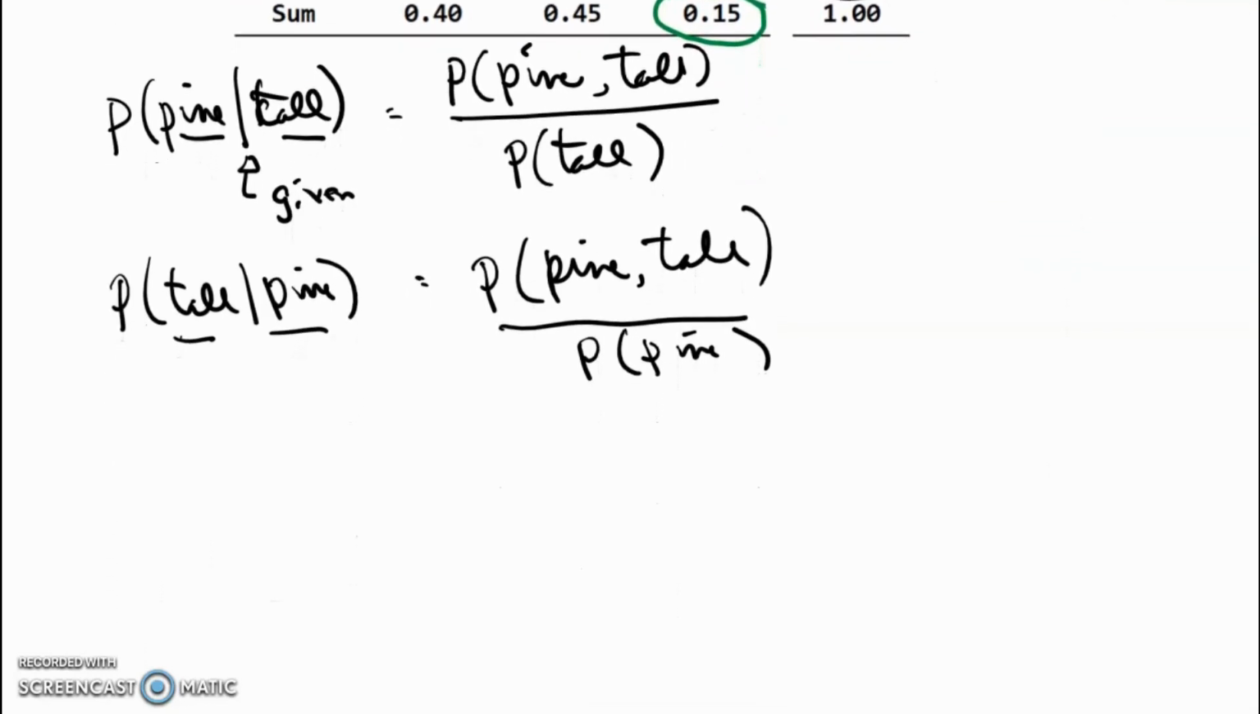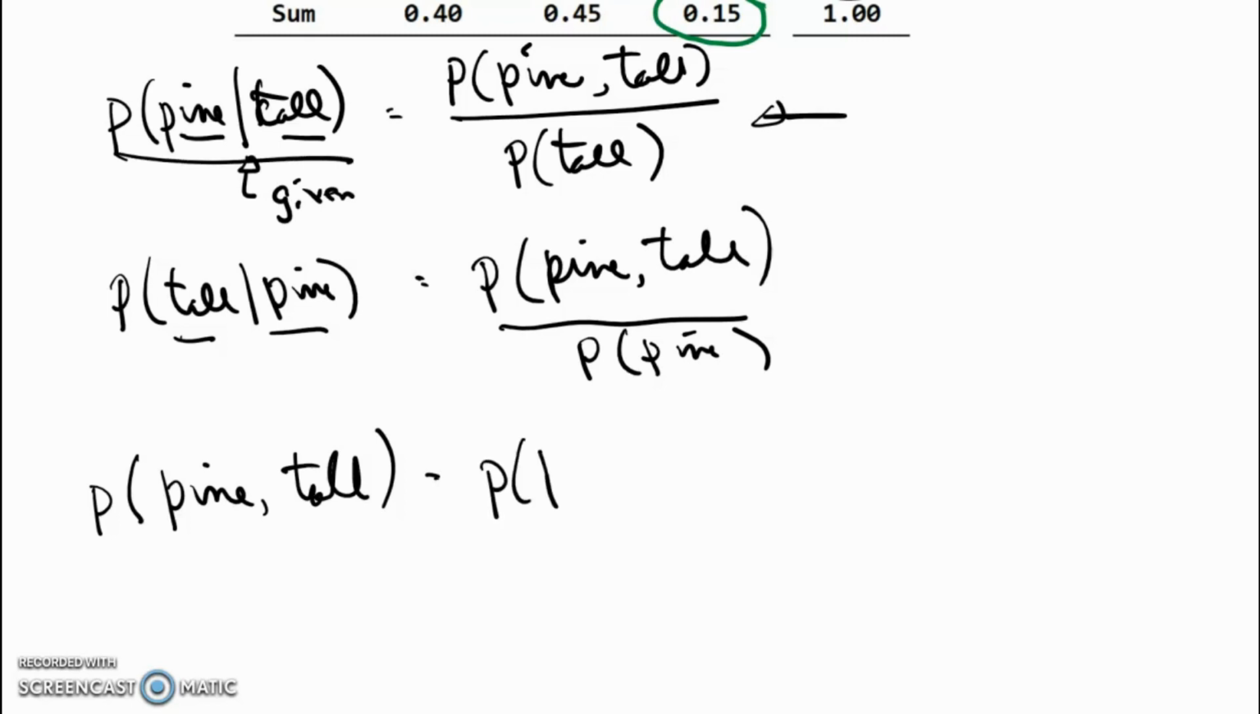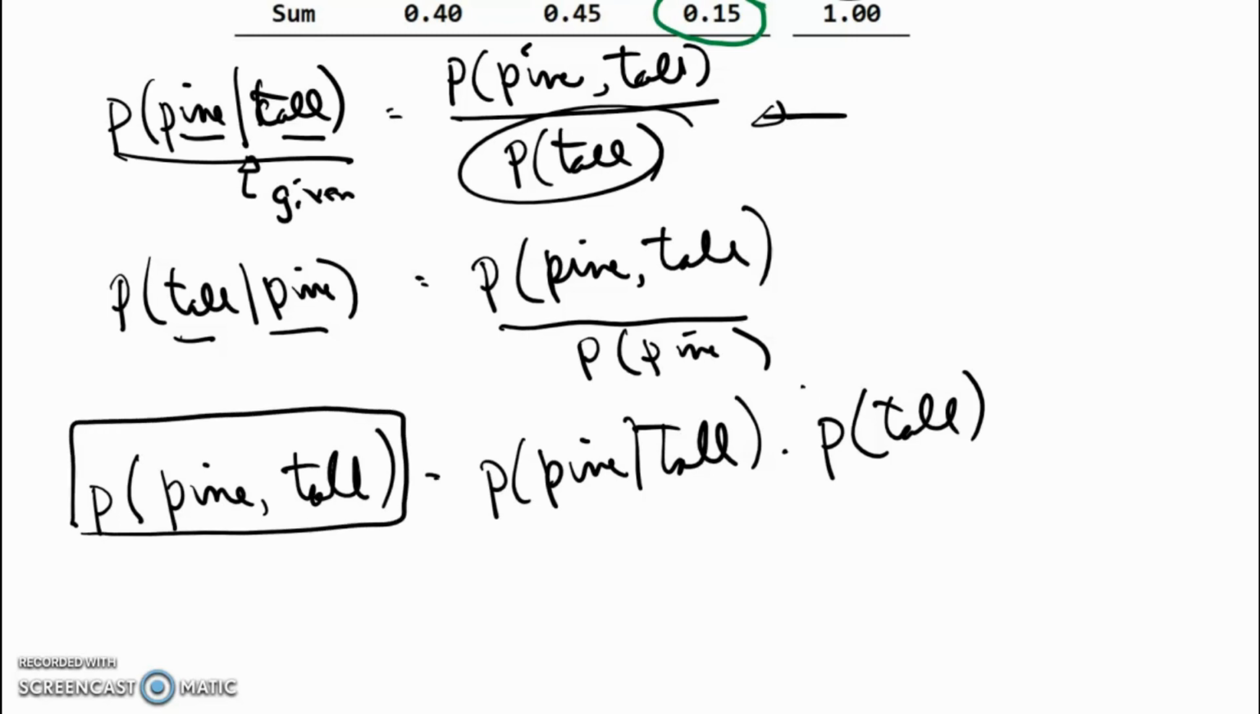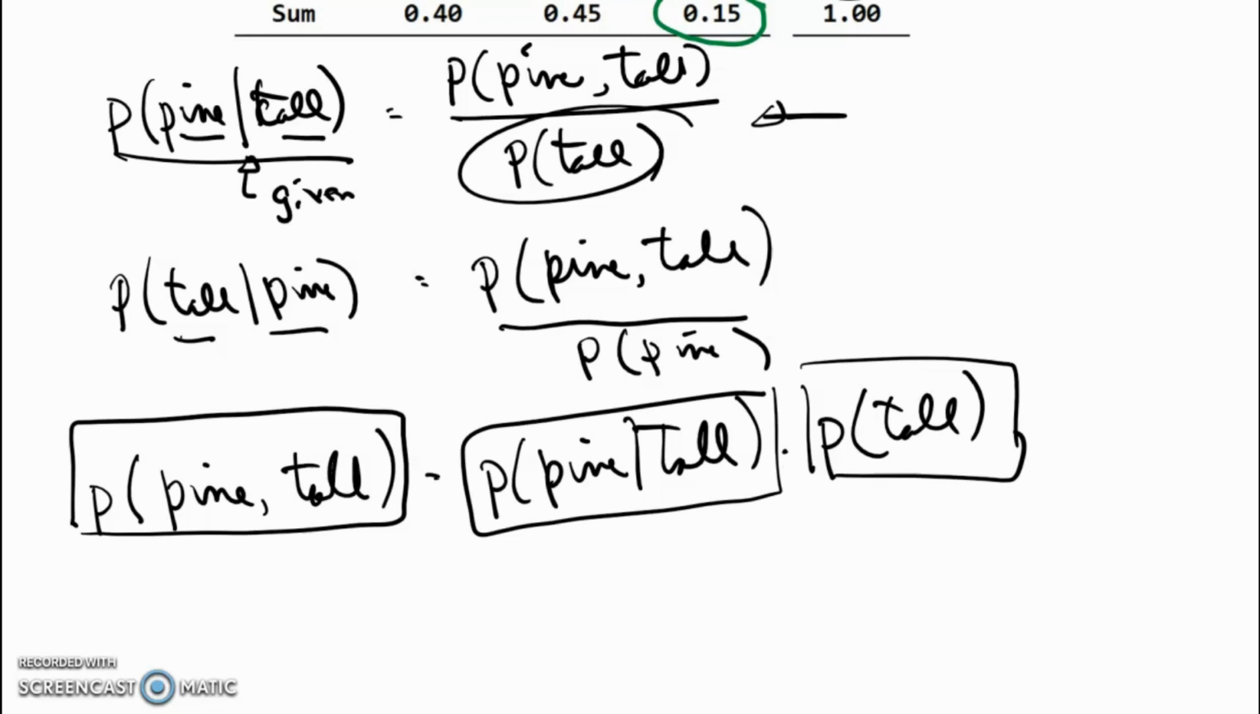There's another way to think about this. What is the joint probability that a tree is simultaneously pine and tall? Well, we'll just rearrange this thing and see that that's going to be equal to the conditional probability that it's pine given tall times the marginal probability that it's tall. And this is an interesting way to think about this relationship, because what we're saying is that in order for a tree to simultaneously be both pine and tall, first of all, it has to be tall, and then it has to be pine given that it's tall.